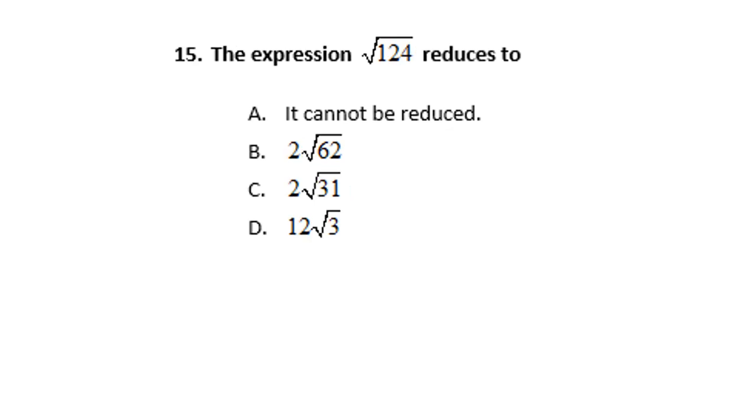Number 15. The expression the square root of 124 reduces to A. It cannot be reduced, B. 2 times the square root of 62, C. 2 times the square root of 31, D. 12 times the square root of 3.